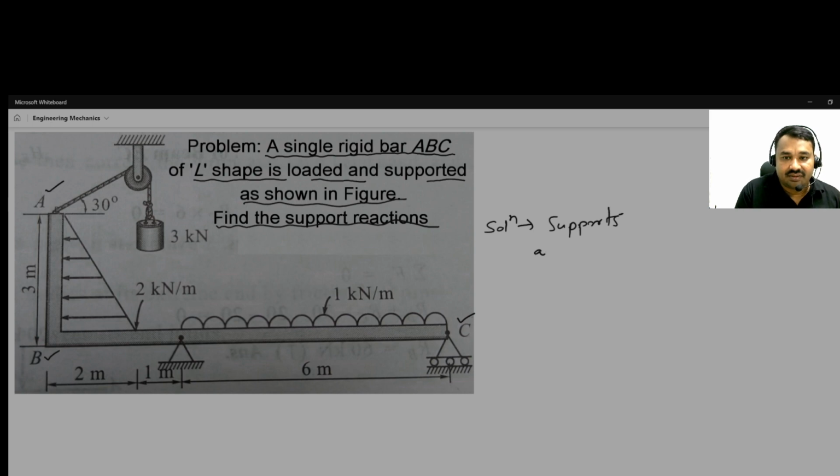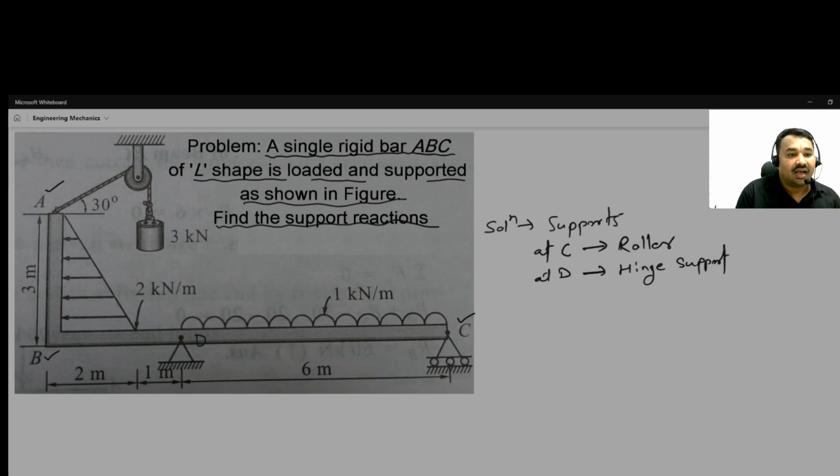So at C there is a roller, and here suppose I am giving the name D. At D a hinge support is there.